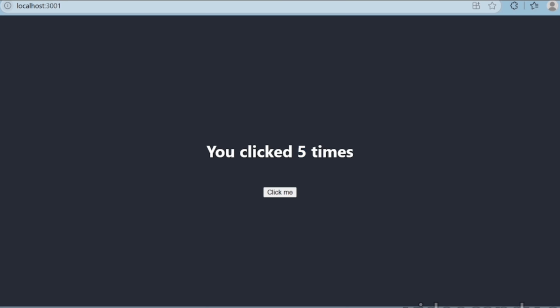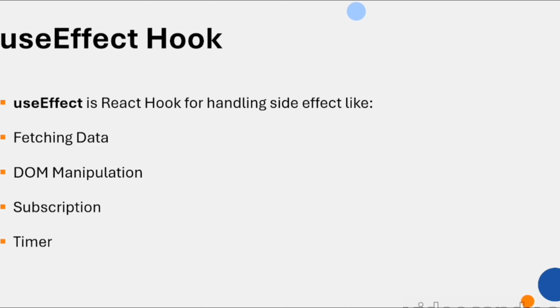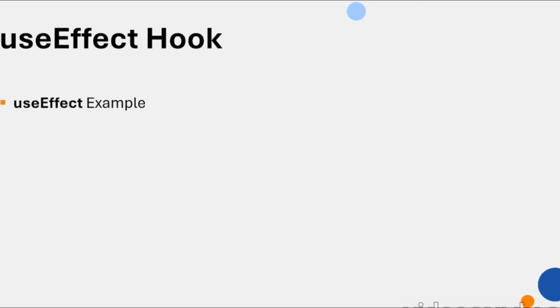So that is useState. Now we'll talk about useEffect. What is useEffect? useEffect is a React hook for handling side effects. What is a side effect? A side effect is something like an API call for fetching data, DOM manipulation, subscriptions, and timers. For that we are using useEffect. So we'll see an example of useEffect also, and what the syntax of that is.